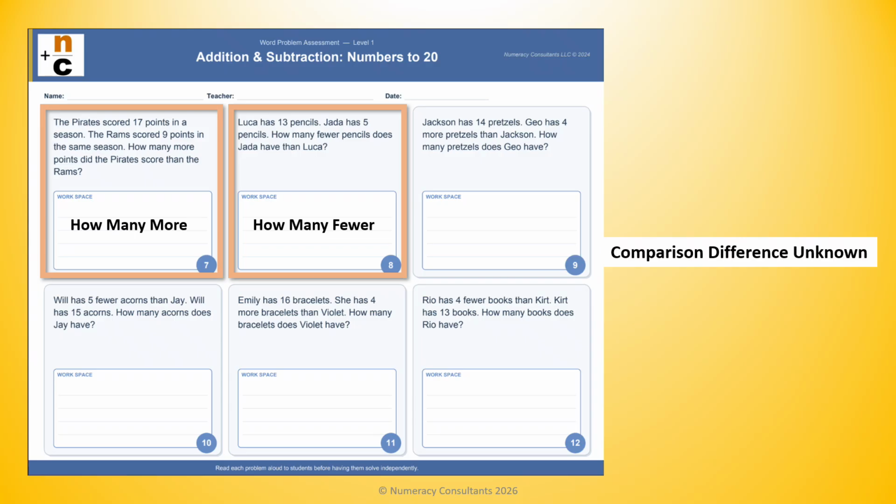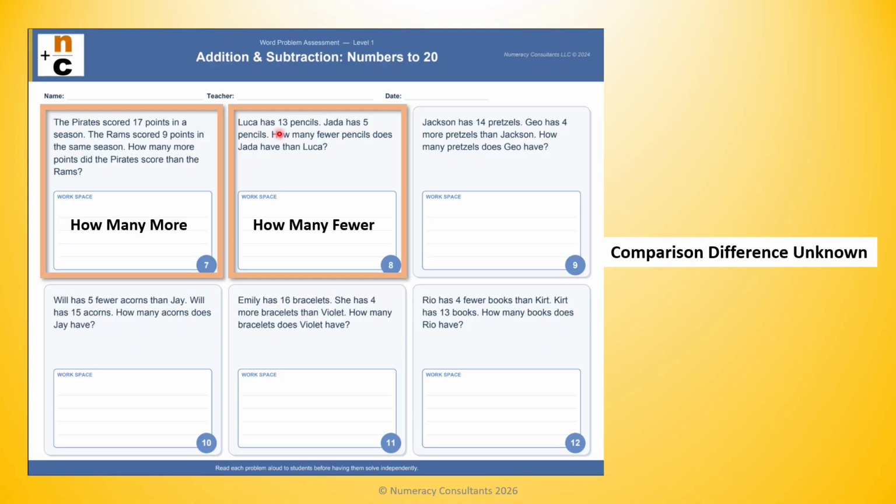So again, this is a comparison where we're trying to figure out what the difference is. We know how many the Pirates have. We know how many the Rams have. Just be careful with how many more. Again, a lot of students will see the word more and think you're going to have to add, but you're really trying to go through and find the difference between those two.